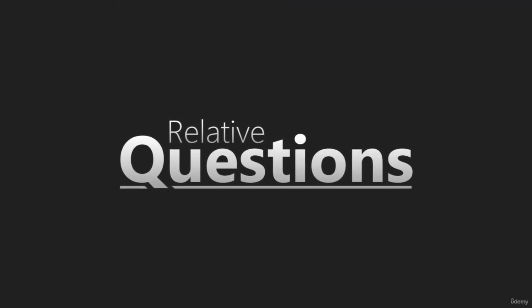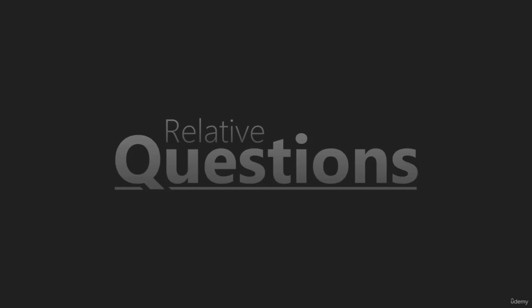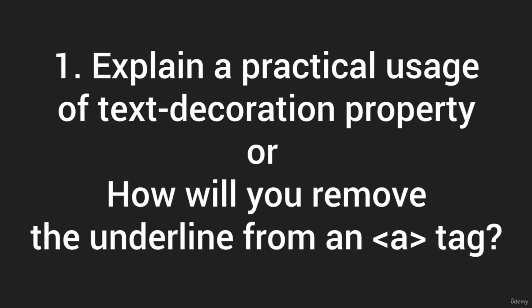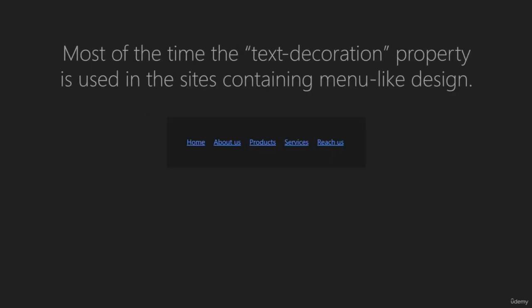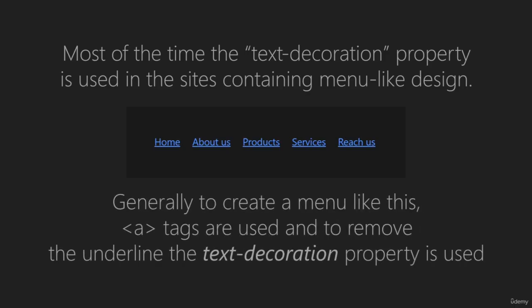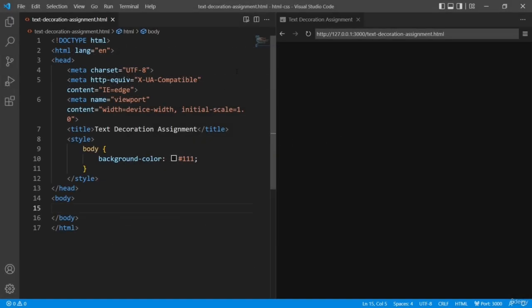So let's talk about a question or a practical implication of this text decoration property. Explain a practical usage of text decoration property, if that's the question. Or I may ask you how will you remove the underline from an anchor tag? So most of the time you see that text decoration property is used when there are sites containing menu-like design. Generally, to create a menu, you have to use the anchor tag, but when you put anchor tag, it comes with an underline. To remove that, you can practically implement this. Let me show you an example quickly.